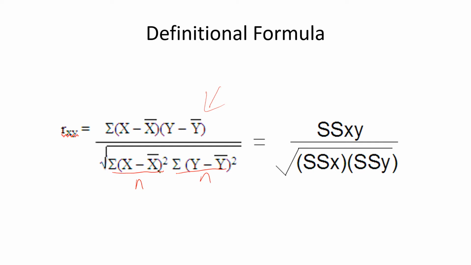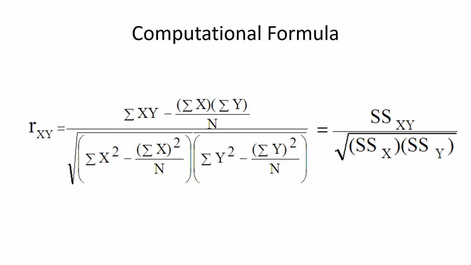That being said, that's too complex. I always tell you there's definitional formulas and computational formulas. Well, this is one of those opportunities where this definitional formula is pretty complex. The computational formula looks more complex, but it's actually easier to calculate. Why is it easier to calculate? Because what do you need to do this?